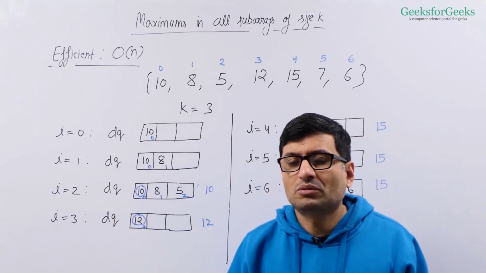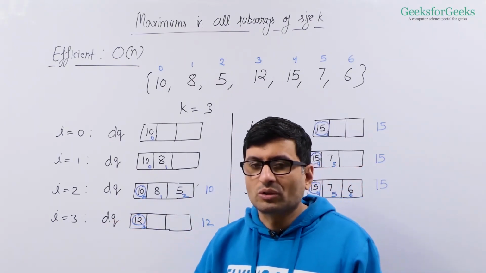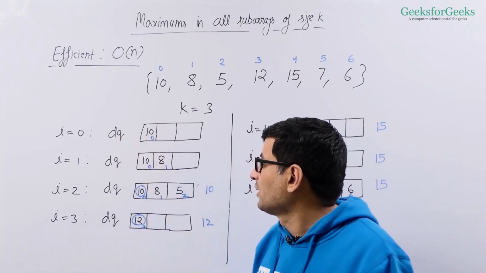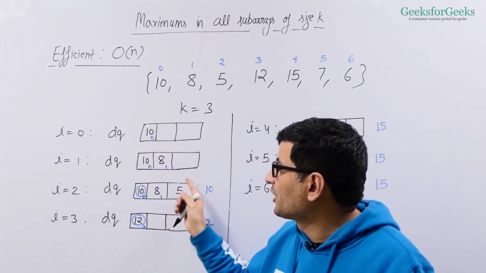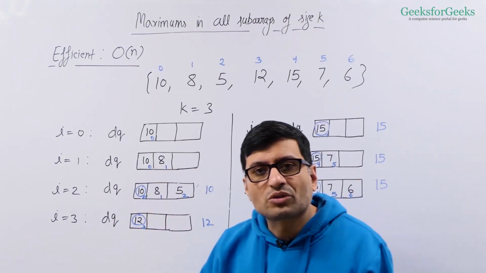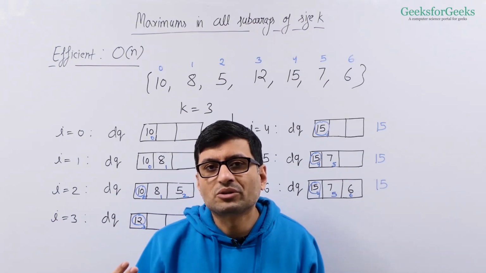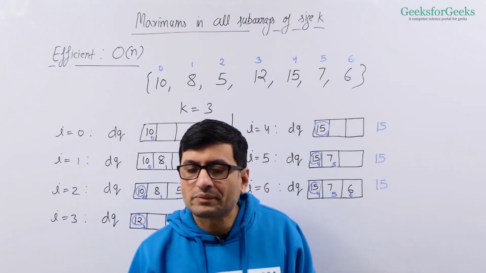So we are going to use a DQ because we have these operations. We are going to delete from the beginning, insert an item at the end, and also delete from the end. Three operations we are going to do. That's why we are using a DQ, not a queue or stack.